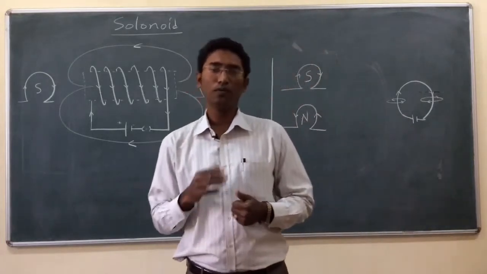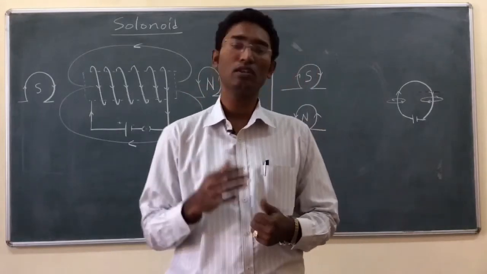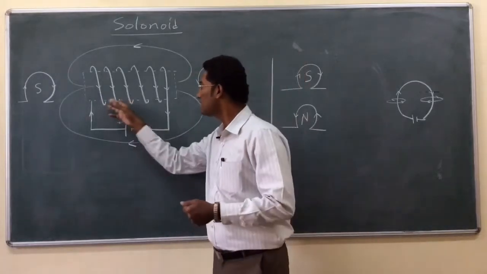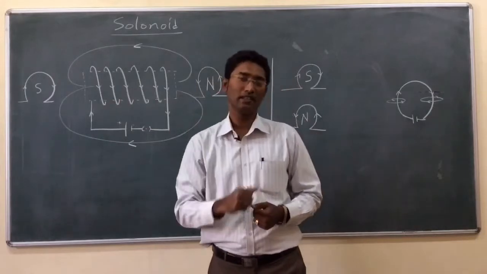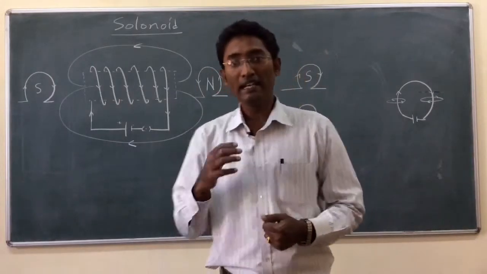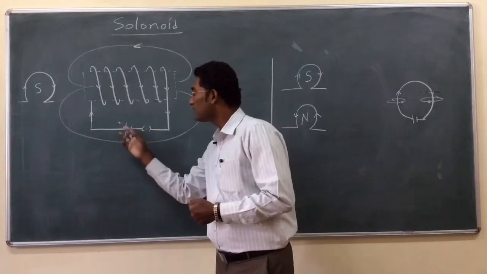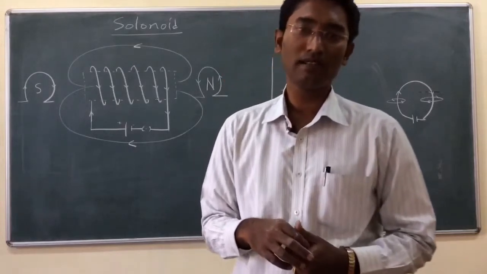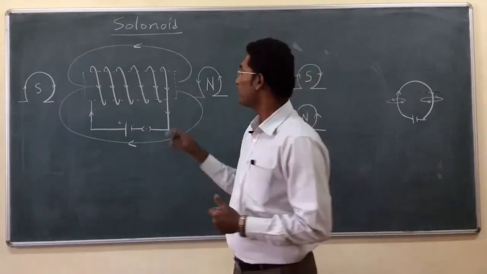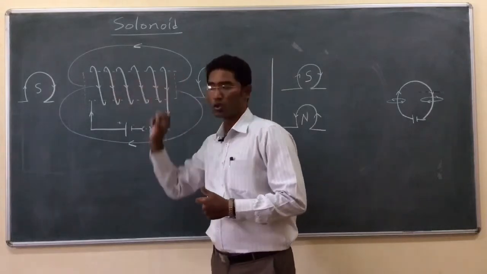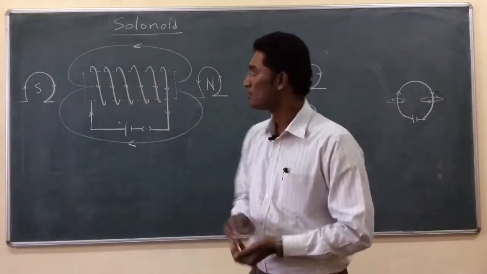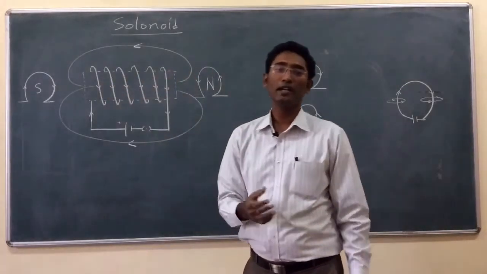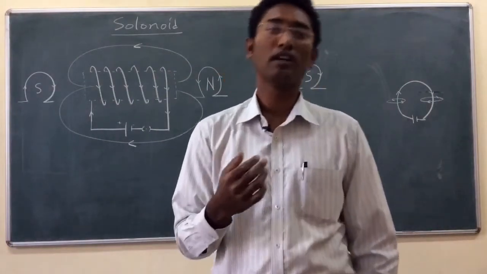Now we can also increase the strength of the magnetic field of a solenoid in various ways. If you increase the number of turns, we can increase the strength of the magnetic field. We can increase the strength of the magnetic field if you increase the current flowing through the solenoid. And the third way is by putting a core inside the solenoid. So there are three ways, and we can use a soft iron core. If you put a soft iron core inside the solenoid, then the solenoid gives rise to a stronger magnetic field.